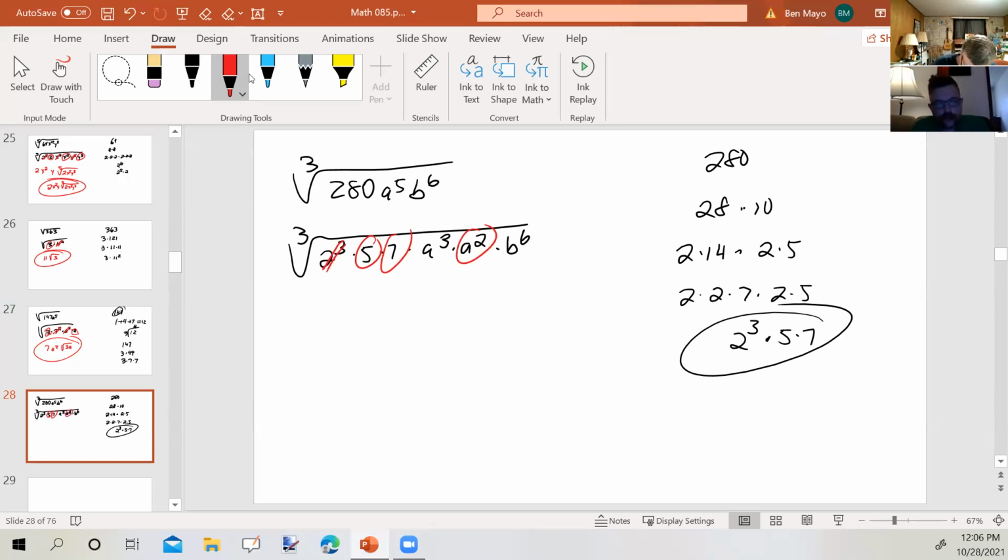The cube root of 2 cubed is 2 outside. The cube root of a cubed is a outside. The cube root of b to the 6th is b squared outside. And then I've got the cube root of 5 times 7, 35, a squared. And typically we take the numbers inside and multiply them back together rather than write 5 times 7 times a squared inside, we write 35 a squared. Okay. All right.